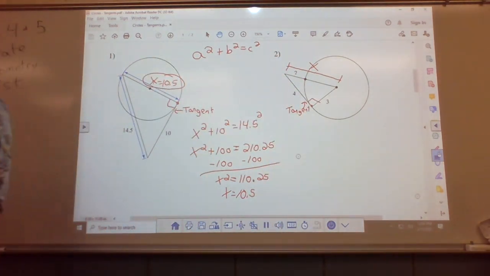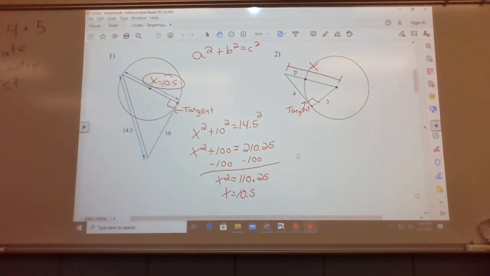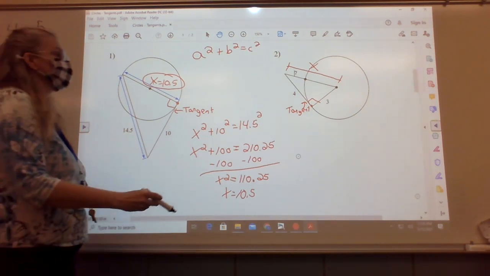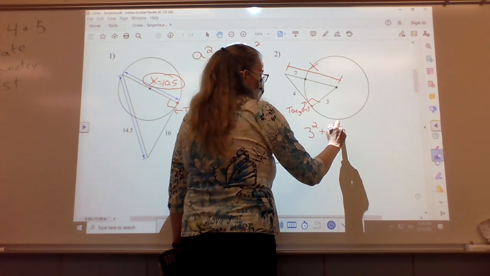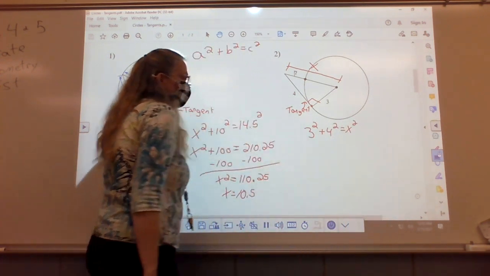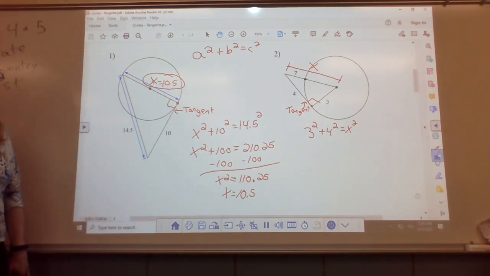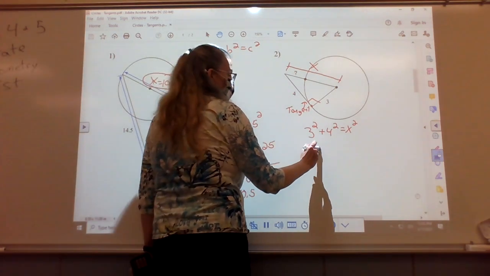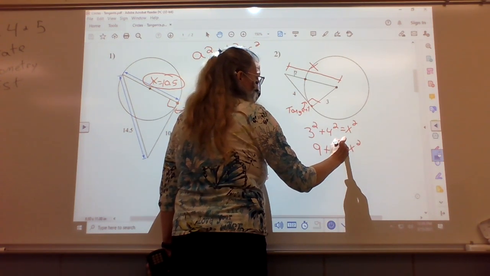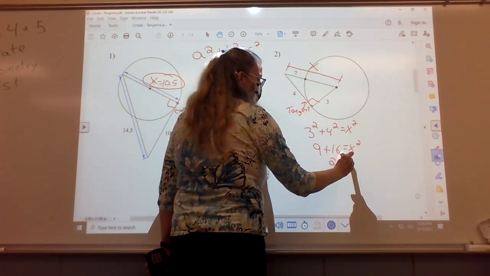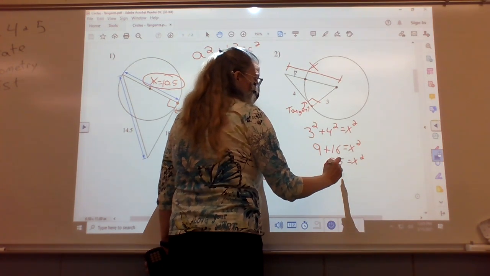So in this one, what's going to be my C position? What has to go last? The X, because this is the biggest sum. So 3 squared plus 4 squared equals x squared. Well, 3 squared is 9, 4 squared is 16. Everything's on the same side, so I can just add this together and get 25. The square root of 25 is 5.